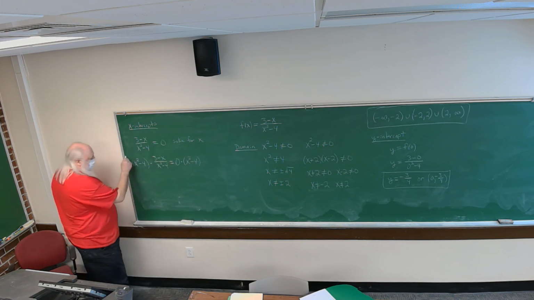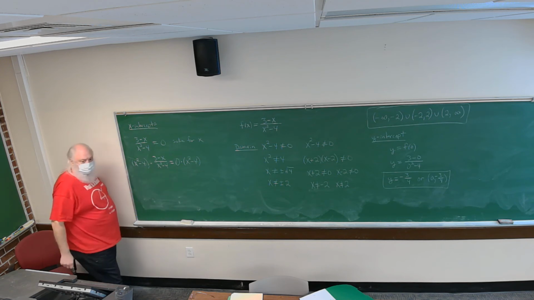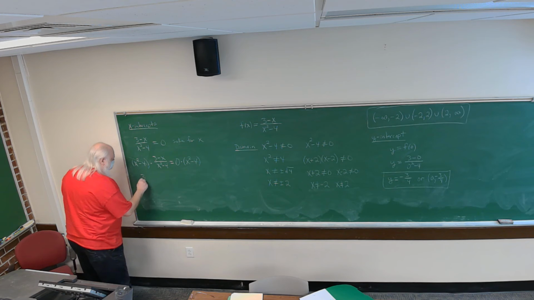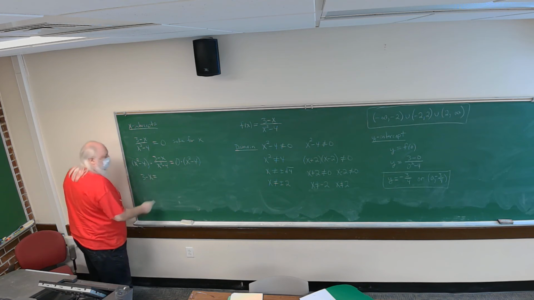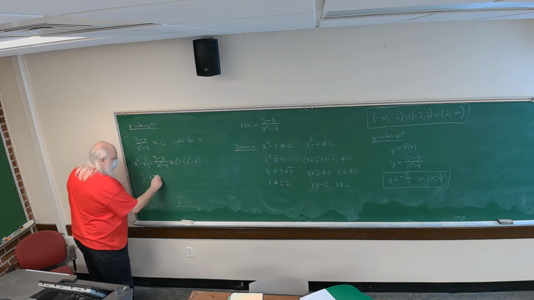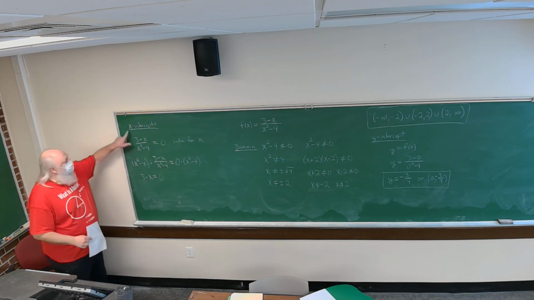And so on the left-hand side, x squared minus 4 cancels, and you're left with 3 minus x. But on the right-hand side, you get 0 times x squared minus 4, which is 0. And so that's why you just didn't find the x-intercepts.